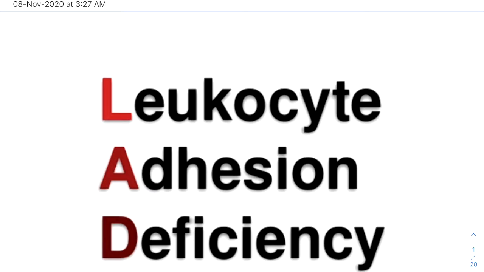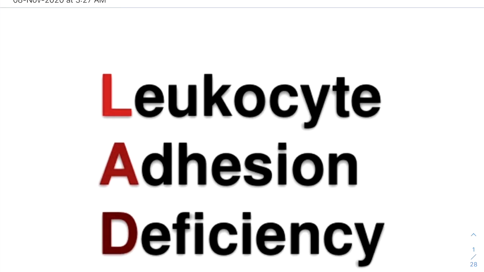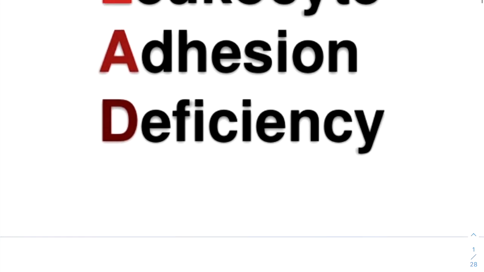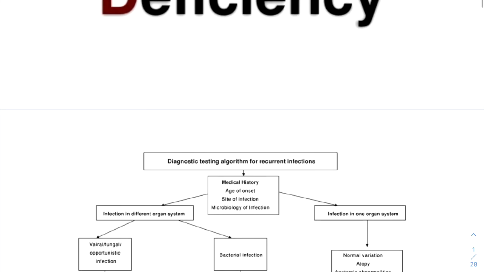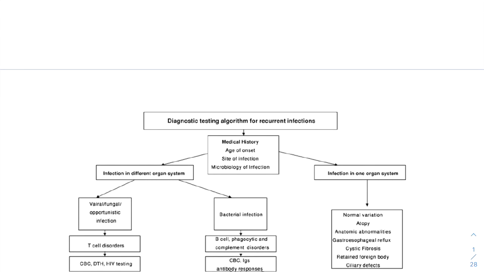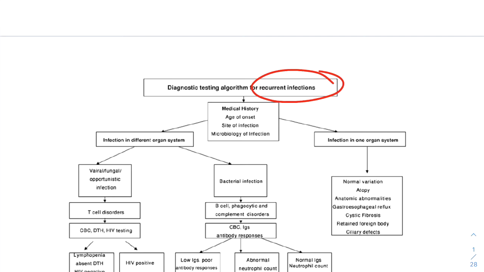Before starting with LAD, or leukocyte adhesion deficiency, let us revise when we suspect LAD. When a patient, who is mostly a child, comes to the clinic with a history of recurrent infections, we suspect a primary immunodeficiency disorder in that child. There will be a history of infection starting at birth or at an early age.